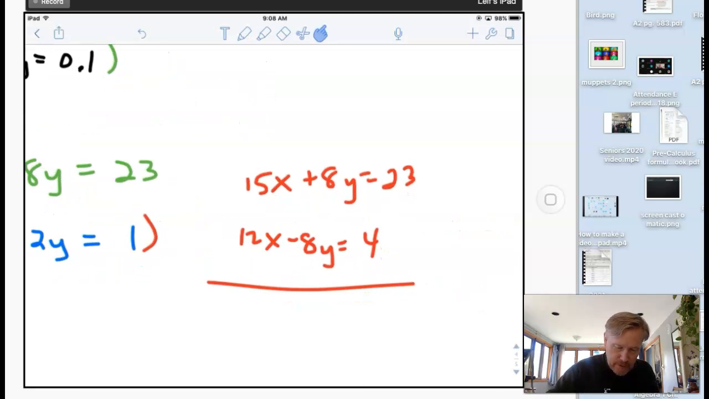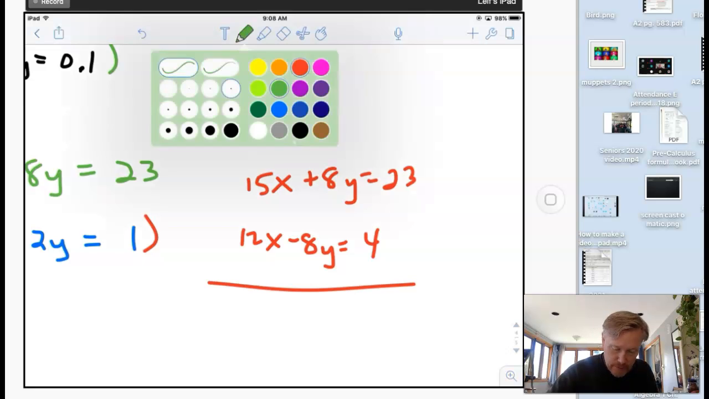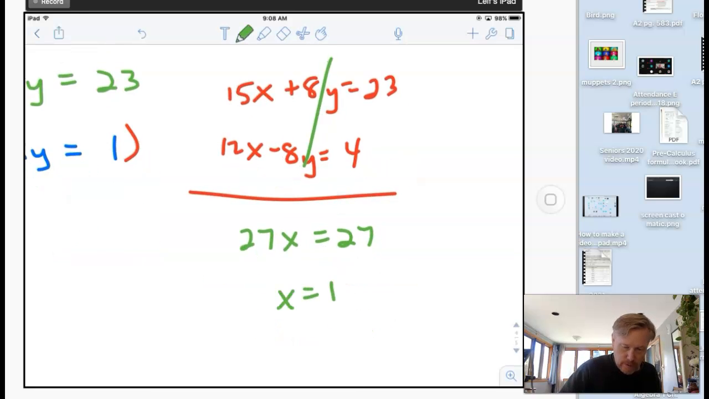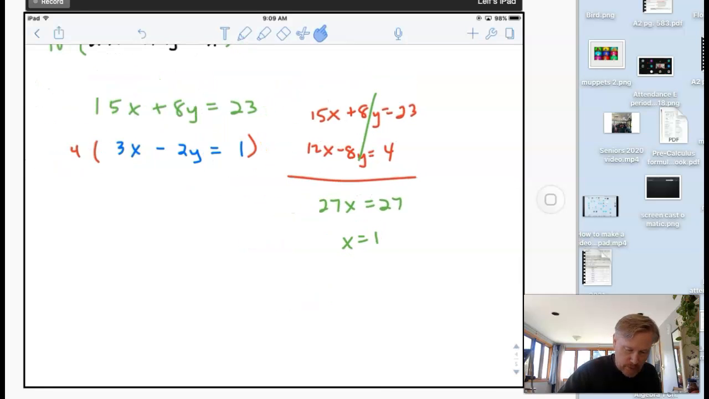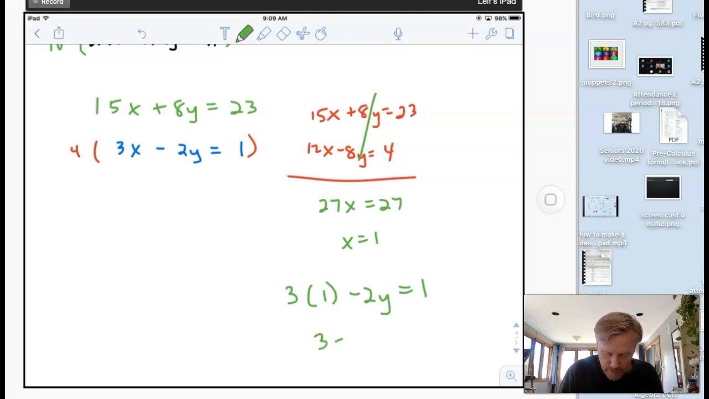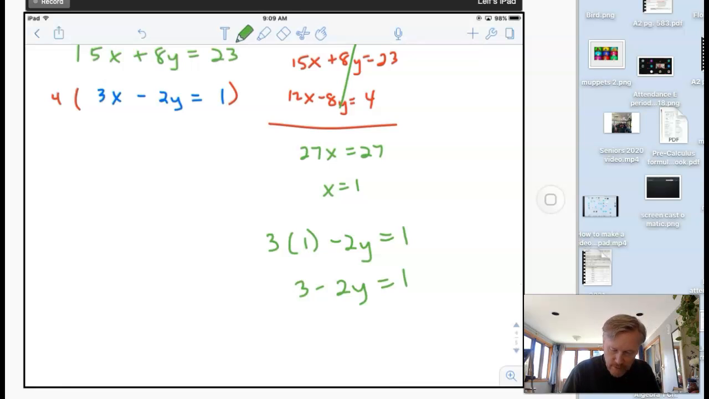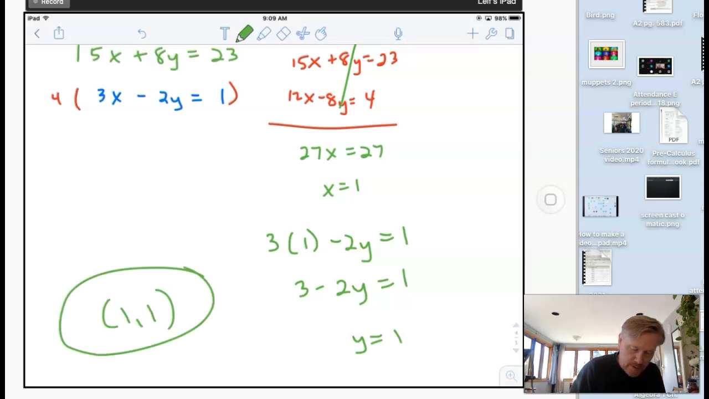And now I add straight down, the y's cancel. And I got 27x equals 27, so x equals 1. And now I'm going to pick one of those equations. You could pick any of them really. Plug it back in. I'll take the 3x minus 2y equals 1 equation and plug it in. And I get 3 minus 2y equals 1. Subtract 3 from both sides. And I'll get y equals 1. So 1, 1 is my answer there.